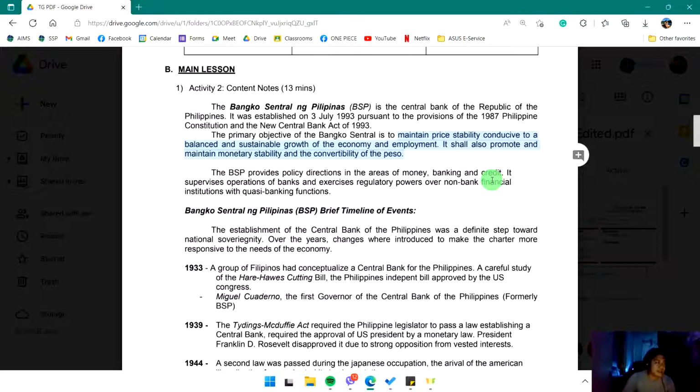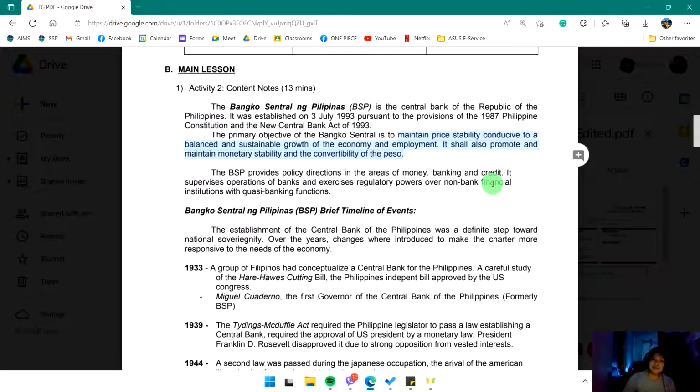And we also defined last time that BSP has its own regulatory body. It is not controlled by any form of government, whether legislative, executive, or judiciary. They have their own regulatory body and they decide on their own what to do with the financial system of the Philippines. In essence, it is a government body, but it acts on its own. It is not controlled by anyone from the government.